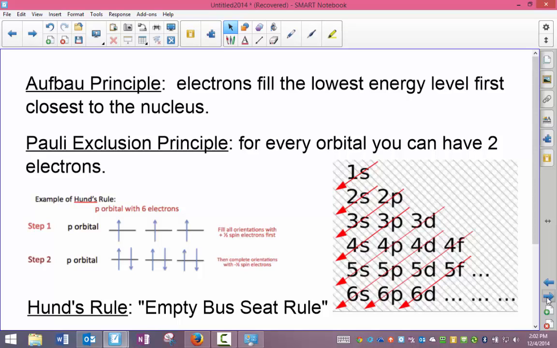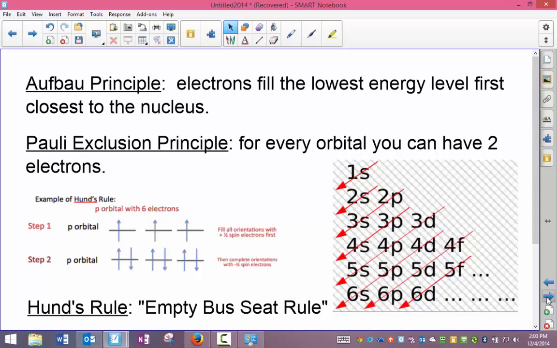And you don't need to remember the names of these rules, you just need to remember the rules themselves. The Aufbau principle basically says that electrons fill the lowest energy level first, closest to the nucleus. So when we're looking for electrons, we're first going to look for those electrons closest to the nucleus, and as you get more and more electrons, you're going to get further away from the nucleus.